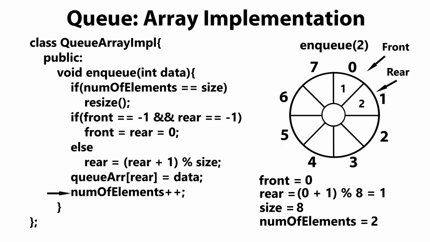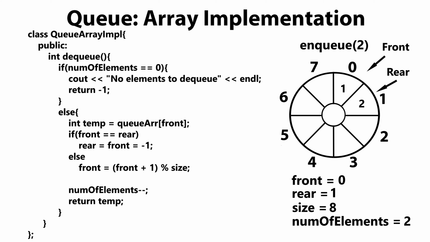So now let's take a look at the dequeue method. The first thing we're going to do is check to see if the number of elements is equal to 0. If this is the case, that means there's nothing within our queue, so there's nothing for us to dequeue. So all we're going to do is say that there are no more elements to dequeue, and we're going to return -1.